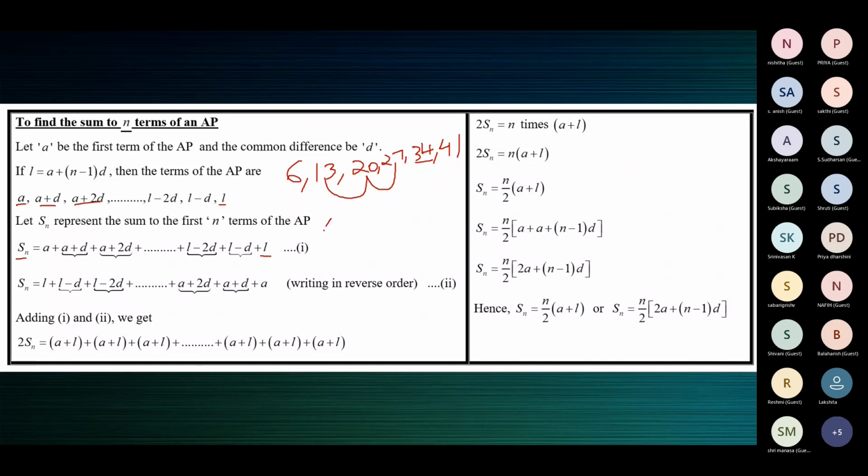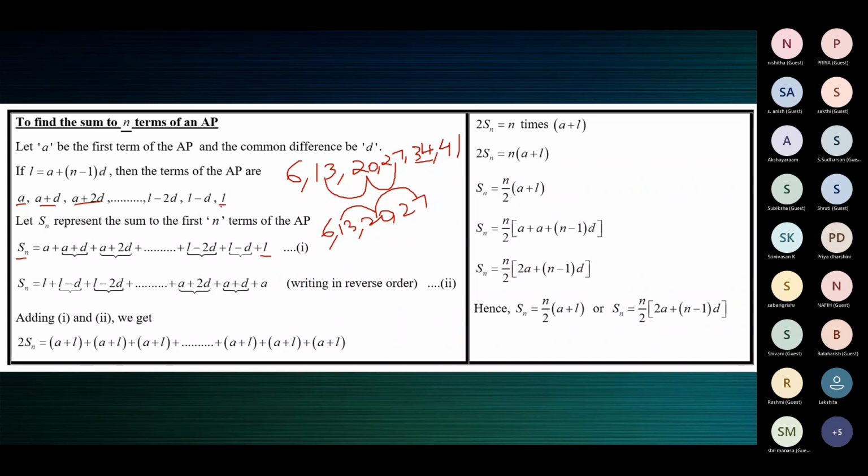The first term is 6, the second term is 13. How do I get this? Because I've taken the first term as 6 and the common difference is 7. If the common difference is 7, the next term will be 20, the next term is 27, and so on. What you understand is, to get the next term, you add the common difference. To get the previous term, from 20 to get 13, you subtract the common difference, 20 minus 7.